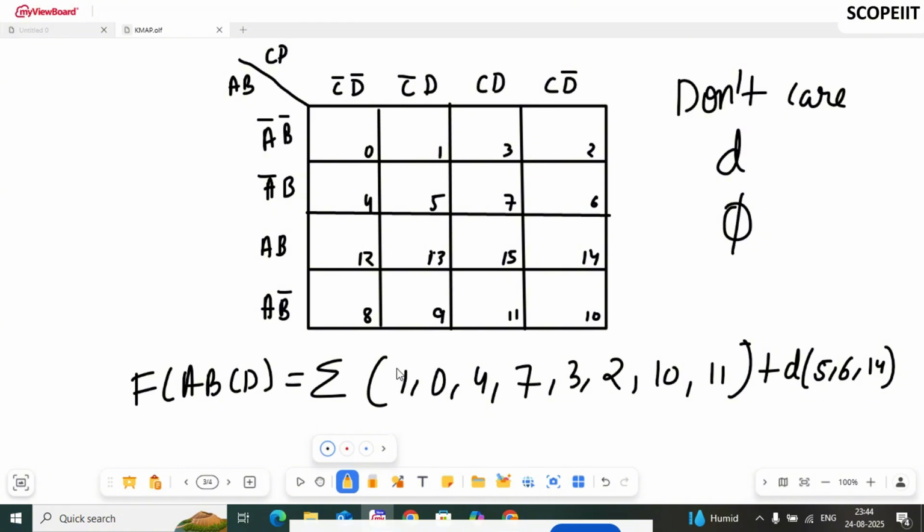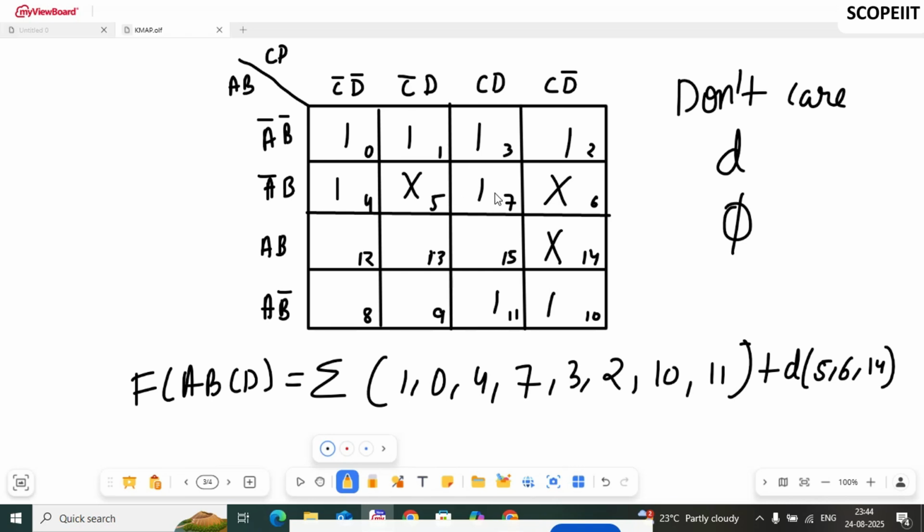Okay, so where you have this 1 means here we'll place 1, then 0 here, 4 here, 7 here, then 3 here, then 2 here. Okay, then 10 and 11, so there also will place 1. Okay, and where is don't care? Don't care will place it like x. Okay, so don't care means 5, so here don't care, then here 6 means don't care. Okay, then 14, where is 14? Here also don't care.